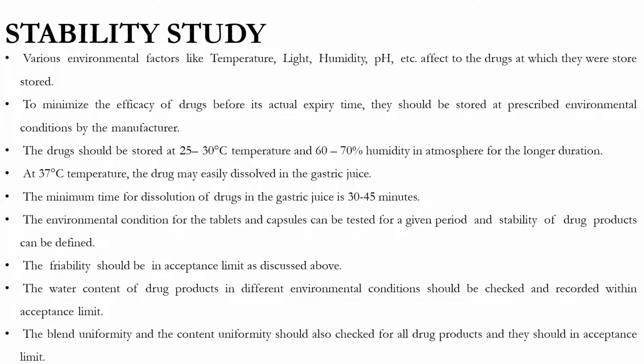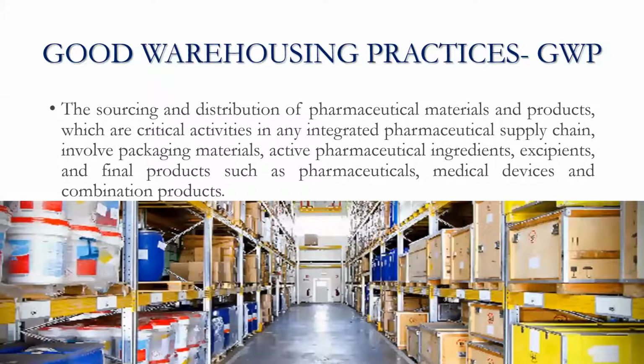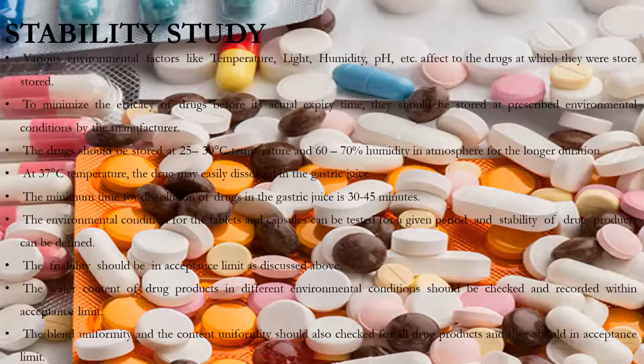Environmental conditions for the tablet and capsule can be tested for a given period before release into the market, and the stability of the drug product can be defined. Stability should have an acceptance criterion like less than 1%. Water content again less than 1%. Blend uniformity and content uniformity should be checked before release to the market. They should follow the acceptance criterion of less than 1%.